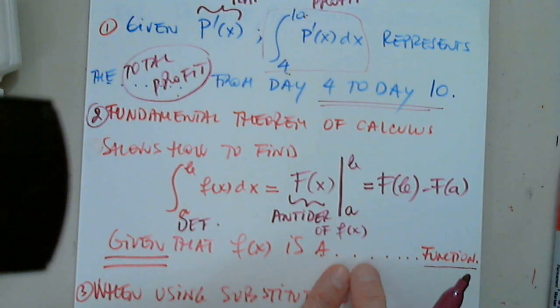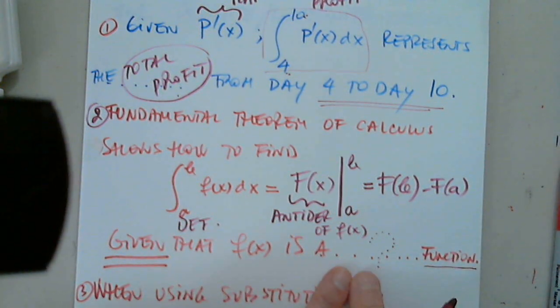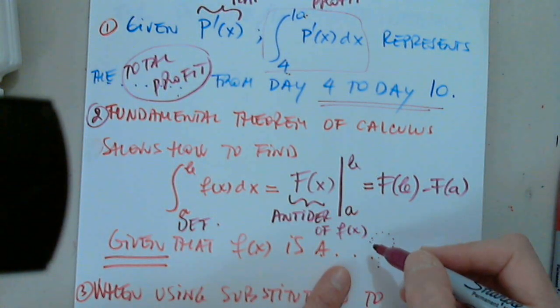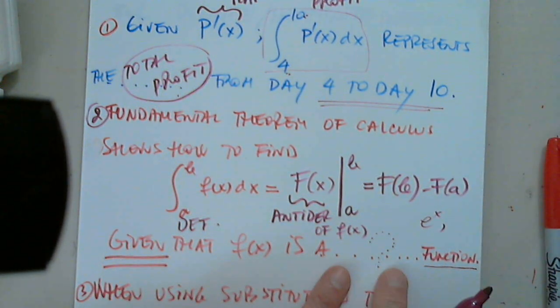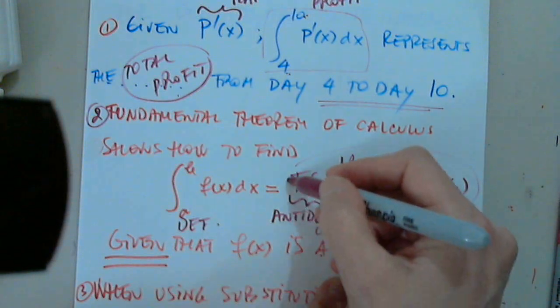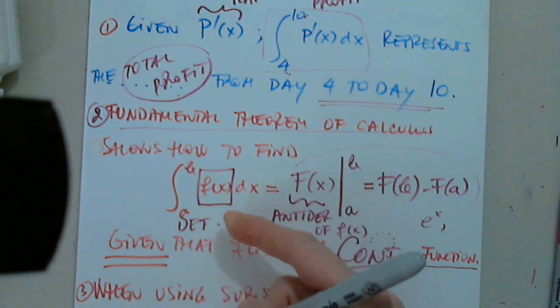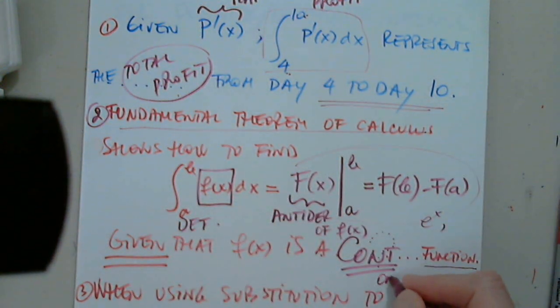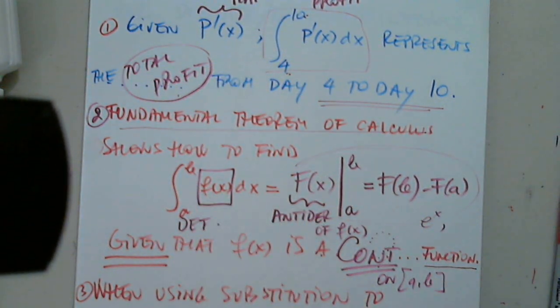Perfect. Given that, this is true given that f of x is a function. What do I write in here? Is it linear? It can be any function. It can be exponential. It can be anything. Is it continuous? Absolutely. This formula, the fundamental theorem of calculus, is not applicable if this function is not continuous on [a, b]. Please remember that.